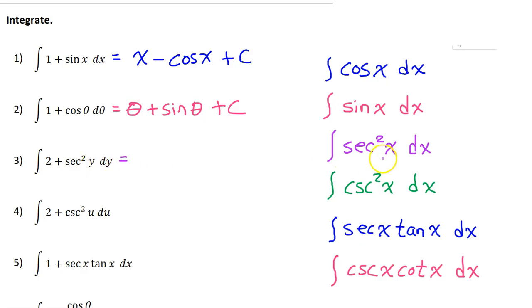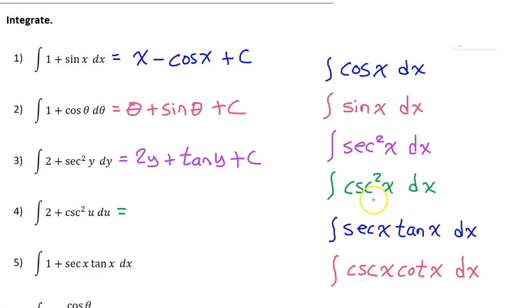Secant squared is on the list, so we are good to go. Notice we are integrating with respect to y. So the antiderivative of 2 will be 2y. The derivative of what is secant squared? The derivative of tangent is secant squared. So tangent y plus c.